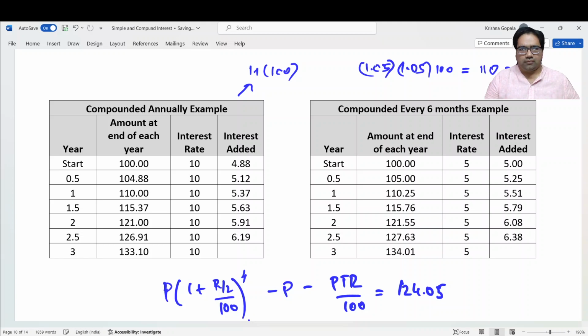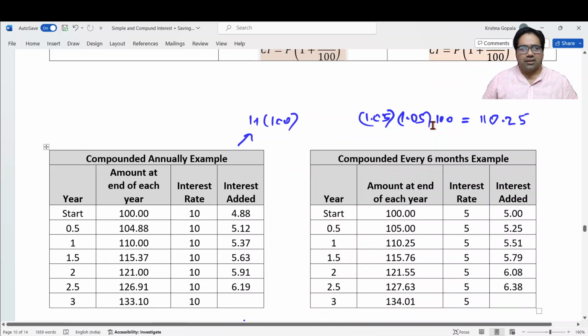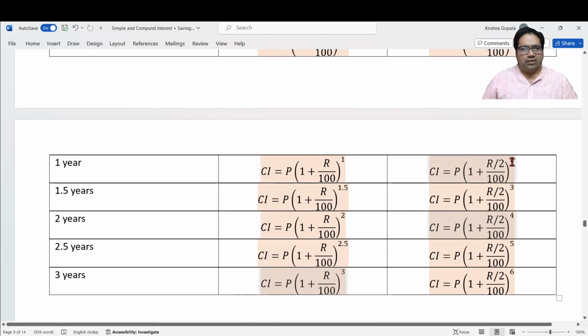1.05 into 1.05 into 100 is 110.25. This is the way of calculation. So in the case compounded annually, we would have to pay 110 rupees. But in this case, we have to pay 110.25 rupees. Why? Because we are compounding it every 6 months. In a year, how many 6 months are there? There are two 6-month periods.